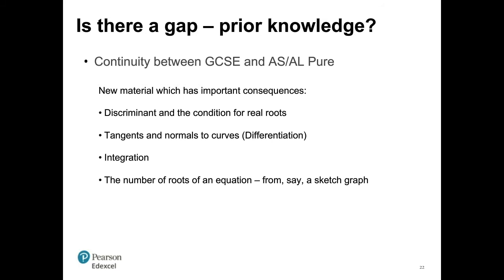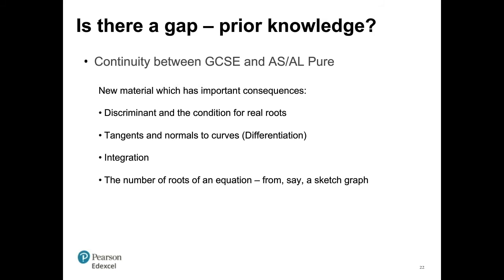Obviously, with tangents and normals to curves, the new topic is finding a tangent. Well, it's not so new anymore. Finding a tangent of a curve to get the rate of change. So if you've got a velocity time graph, to get the acceleration, and areas under graphs.